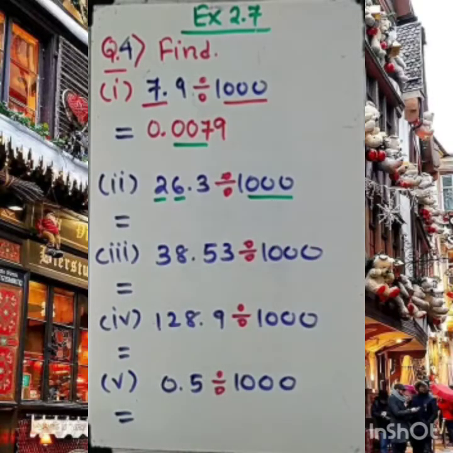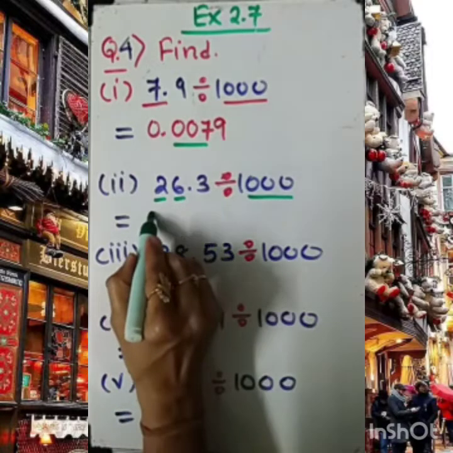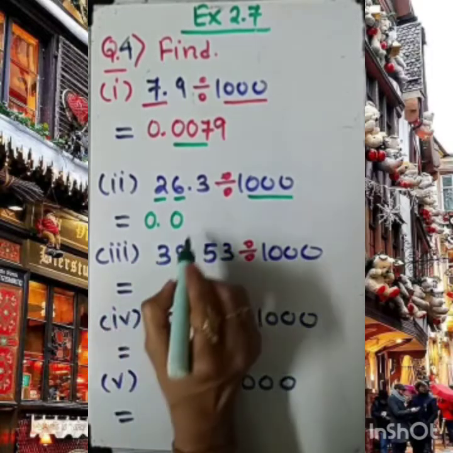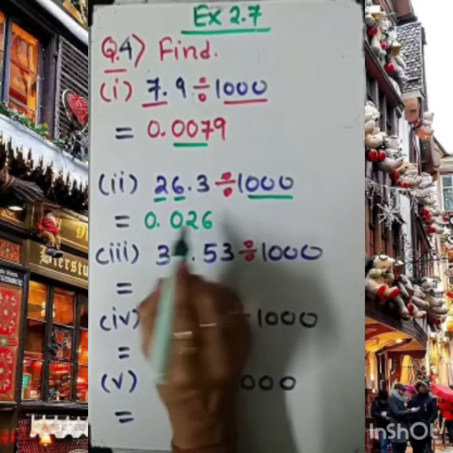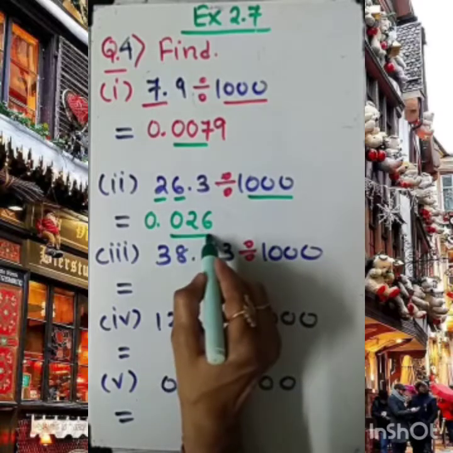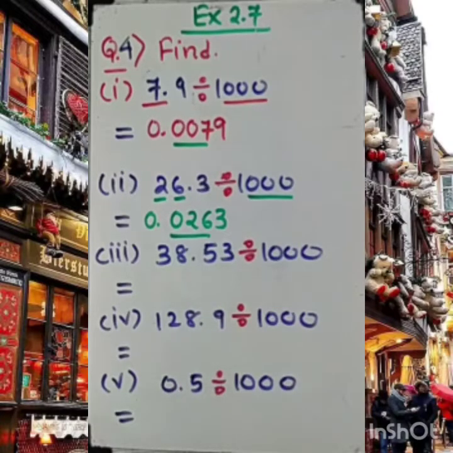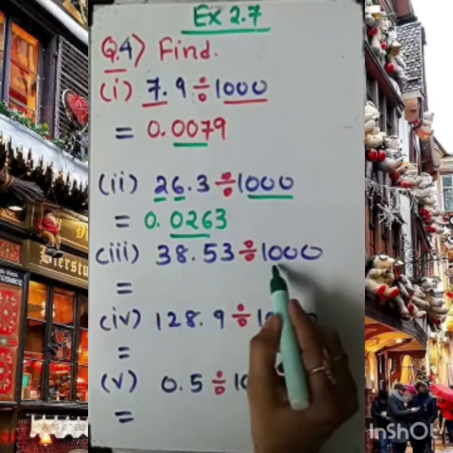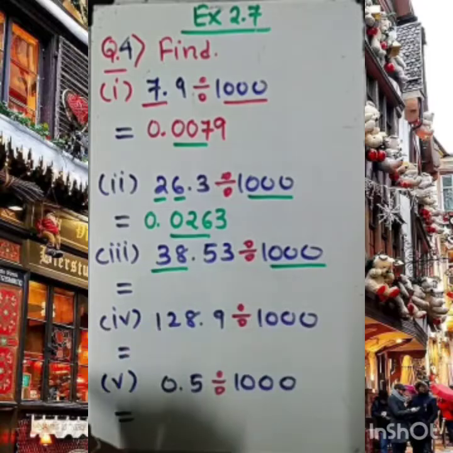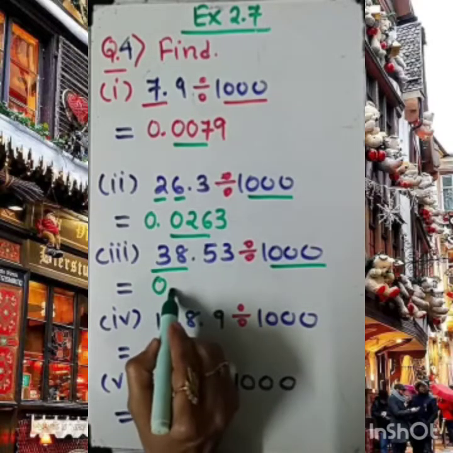Before the decimal there are only 2 digits. So one more digit, that is 0, I am adding, and 2 and 6 I am bringing. So in total this is 3 digits, and 3 is already on that side. So let it be. Same procedure, 3 digits, here 38. So very simple, very easy.